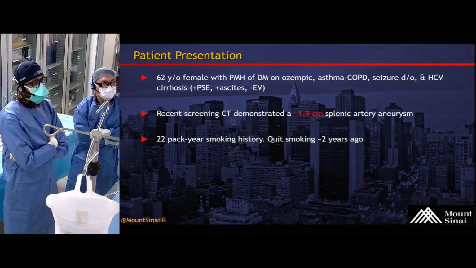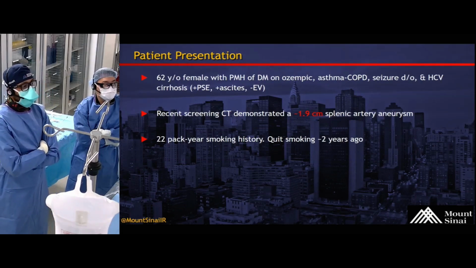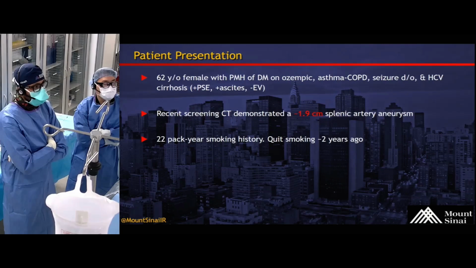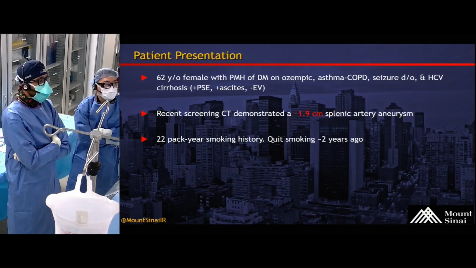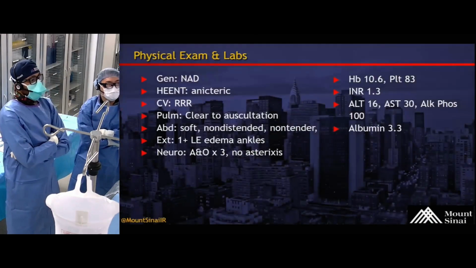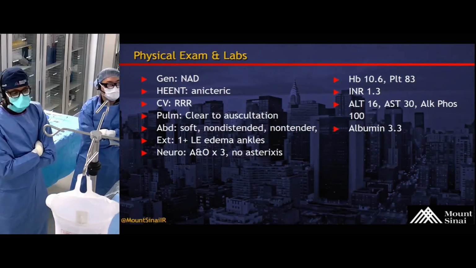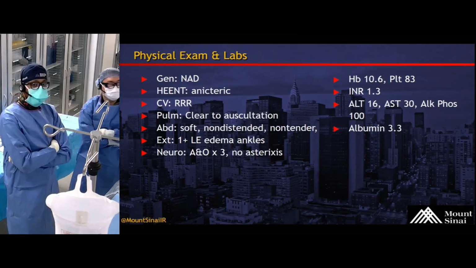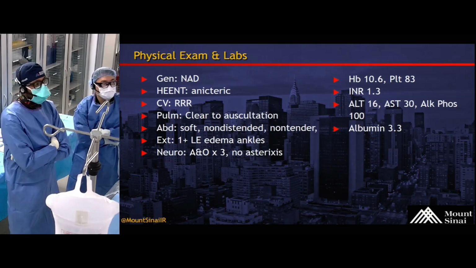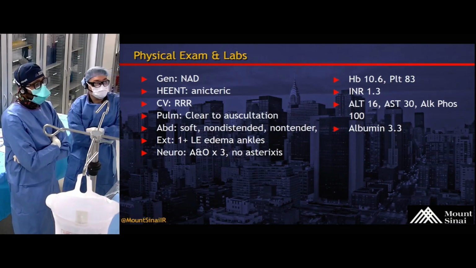She had a recent screening CT that demonstrated an approximately 1.9 centimeter splenic artery aneurysm in the hilum of the spleen. She additionally also has a 22-pack year smoking history. She's quit smoking about 2 years ago now. Based on the screening CT where they saw the splenic artery aneurysm, she was referred to interventional radiology where we saw her in our office hours.